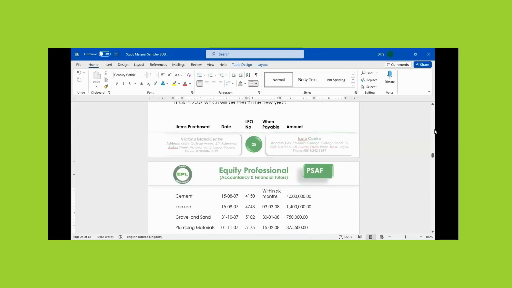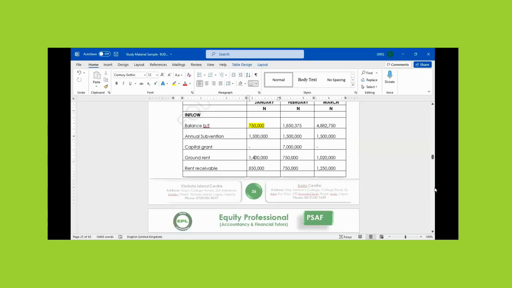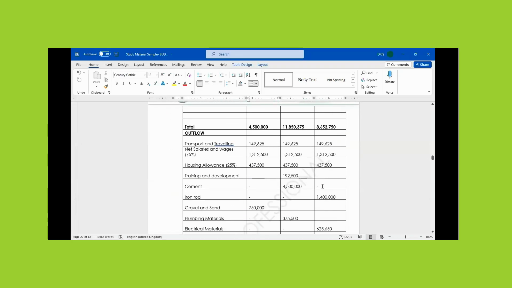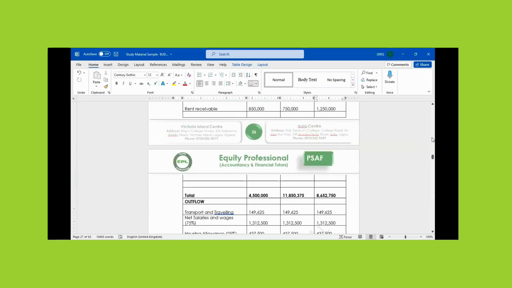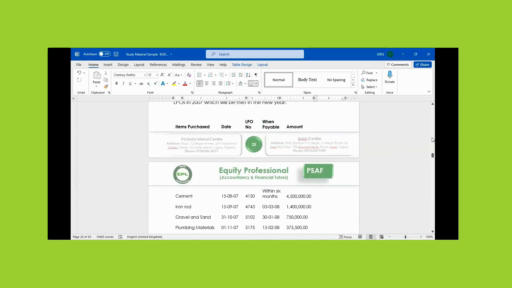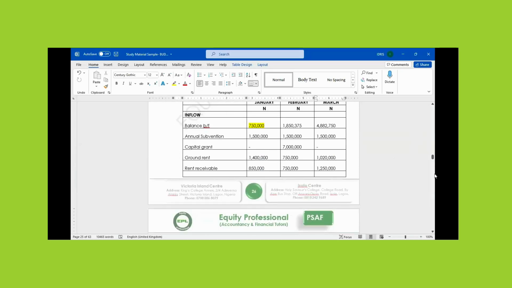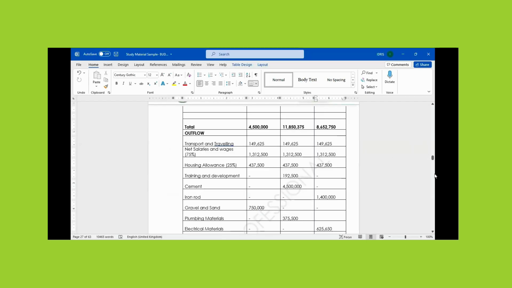The next one, iron rod. When is the date of payment? The date of payment is March. In your outflow, iron rod, March, 1.4. Gravel and sand. When is the date of payment? January 2008. Gravel and sand, January.